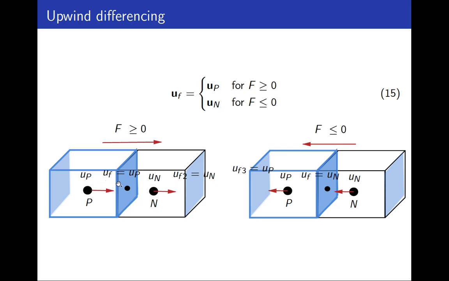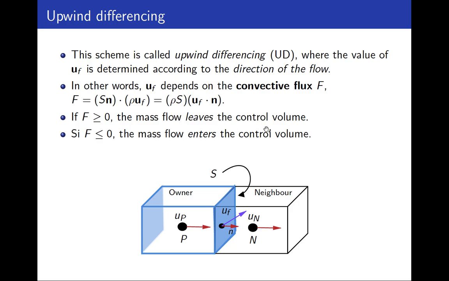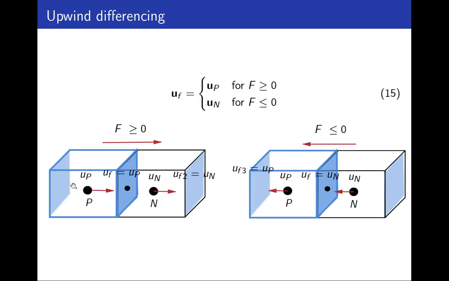That means that, remember, the mass flow leaves the control volume. It will leave the owner cell. So the flow direction goes from left to right. So that means that in Upwind differencing, the value of the velocity at the cell face will take the value from behind.